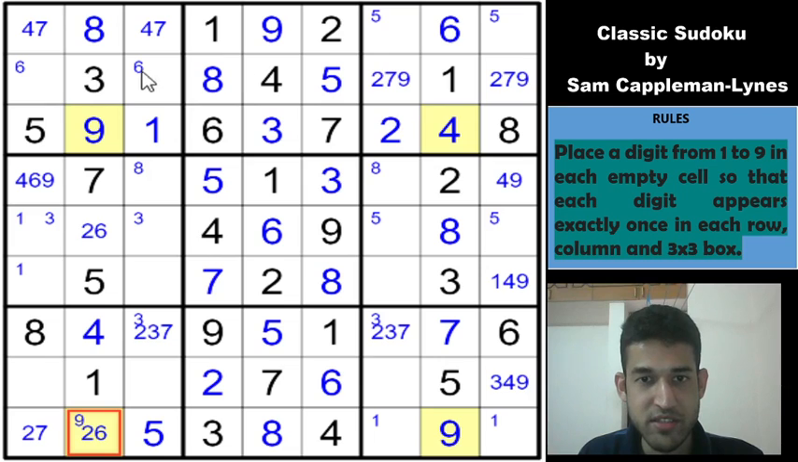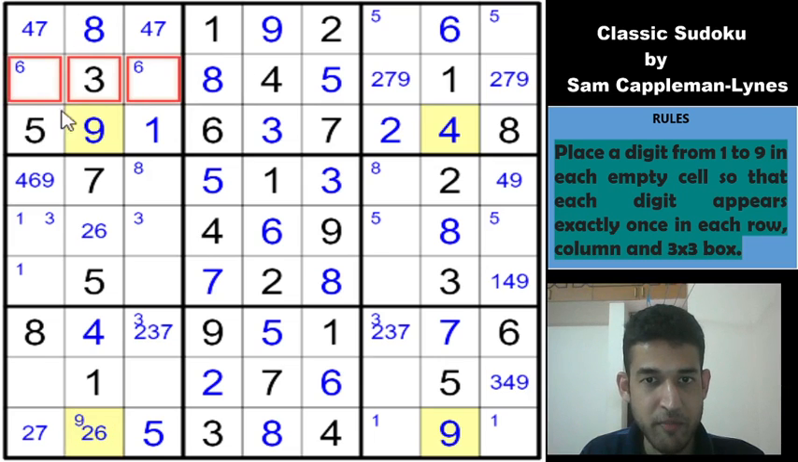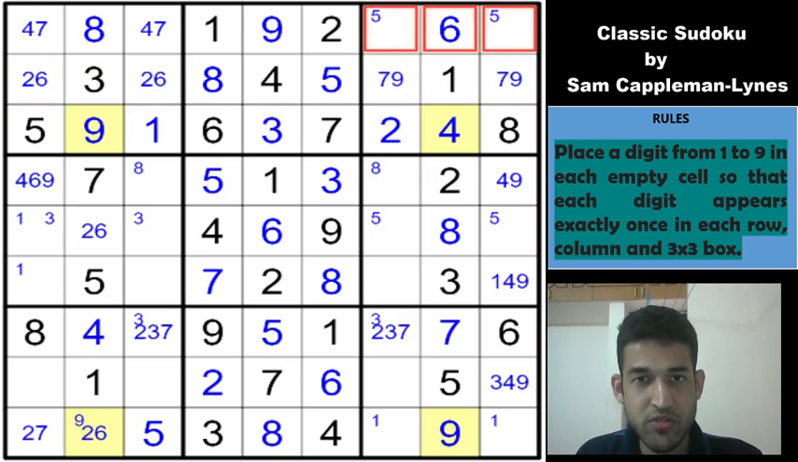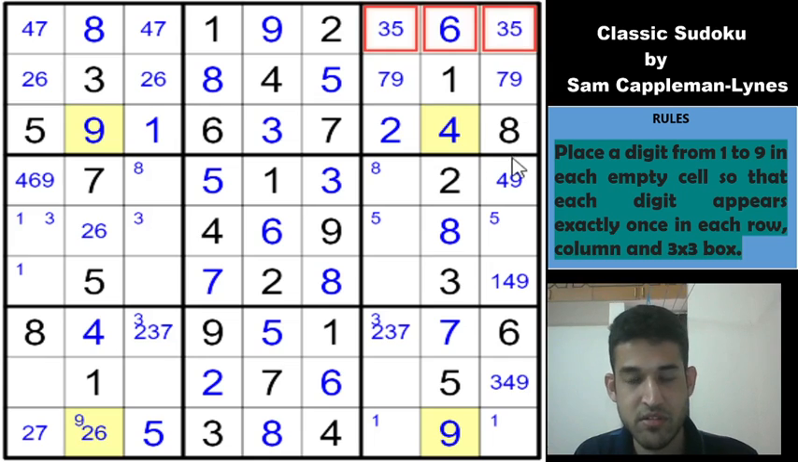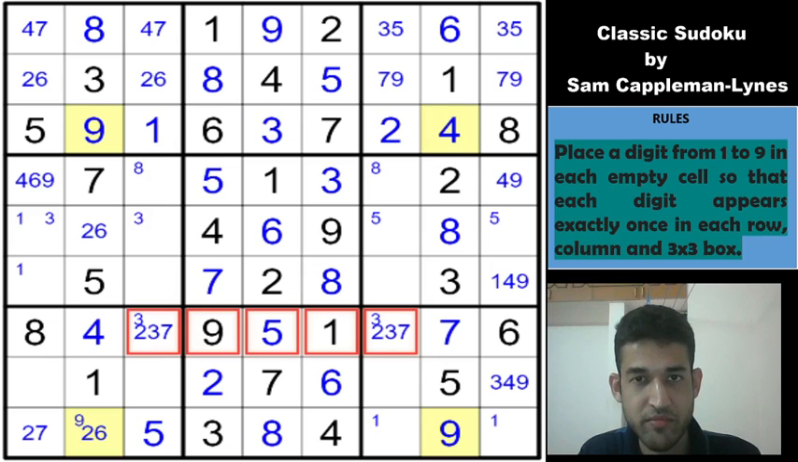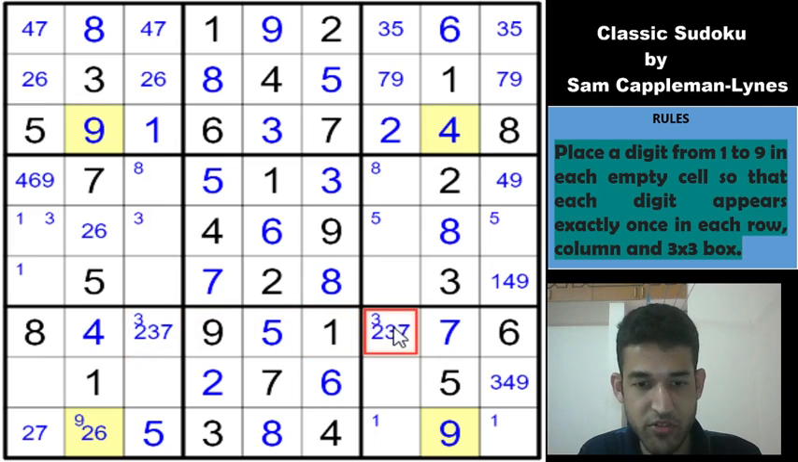So any more digits? So these 2 cells must be 2 and 6, right? They must be 2 and 6. I'll remove the corner pencil mark. And these 2 cells must be 7 and 9. These 2 cells must be 3 and 5. These 2 cells must be 2 and 3. I'm sorry, I've highlighted quite a few cells there.